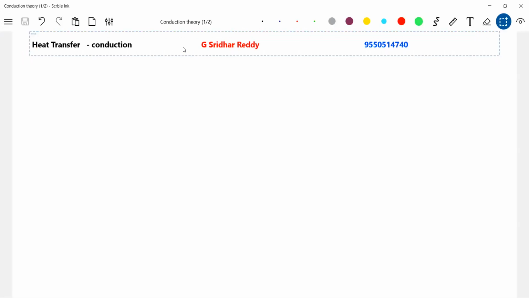Okay, I'll start like this. Now the conduction, the word itself. So first, what is heat transfer? It will flow from higher temperature to low temperature. Already we had some discussion in thermometry.